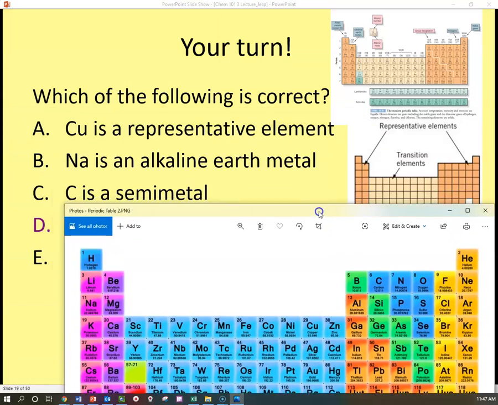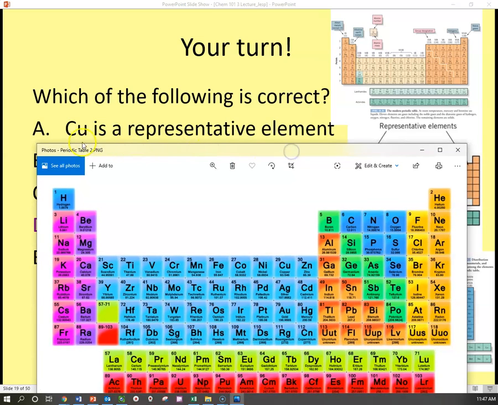Maybe we bring in our periodic table and look at them one by one. Copper. Here's copper, number 29. Is that a representative element? Yes. All right. What were the representative elements? Do you remember? I got that wrong. Okay. The representative elements were actually the first two columns and the last six. So copper is not a representative element.